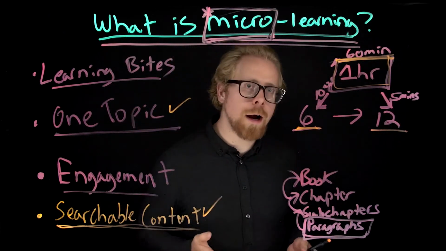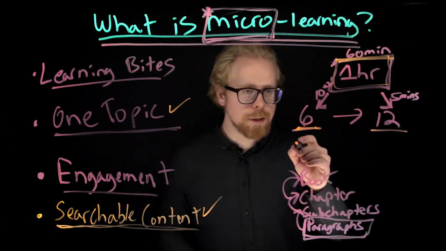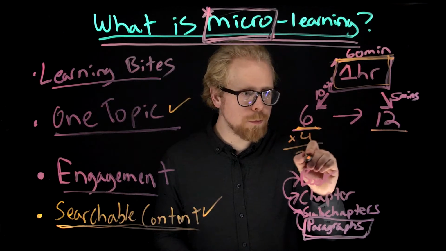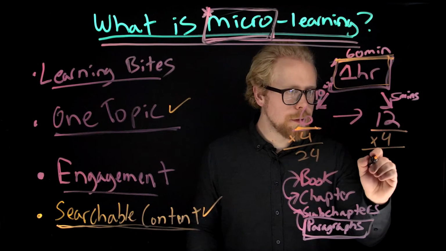So if you have that 4-hour training that you built out, let's do some math. 4 times 6 is 24. 4 times 12, 48.